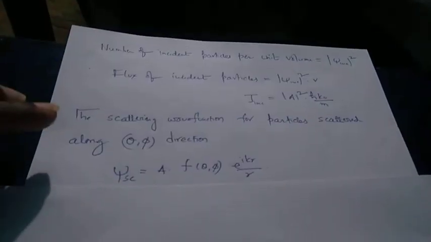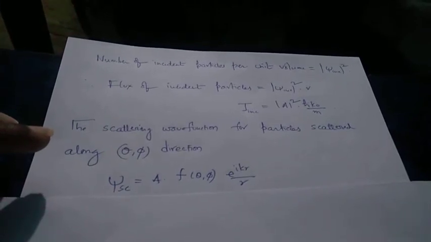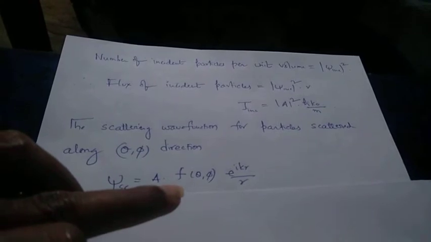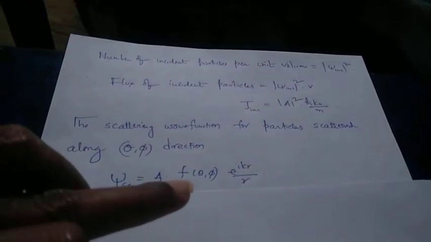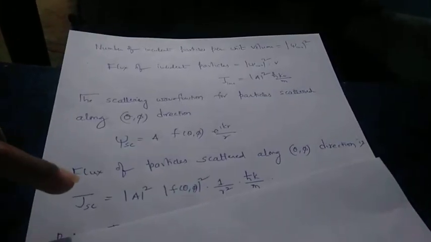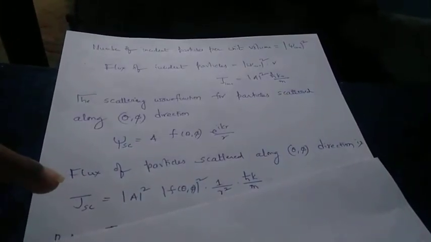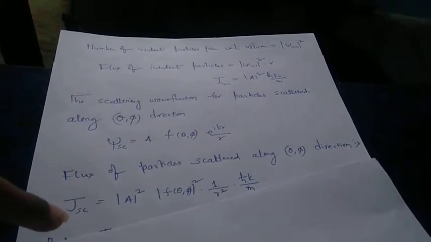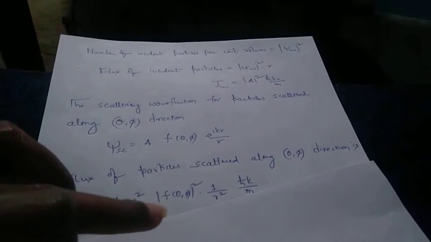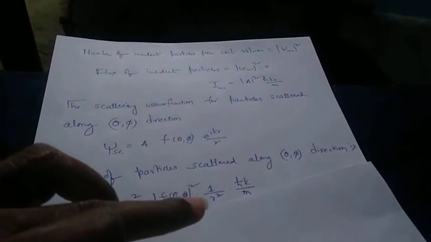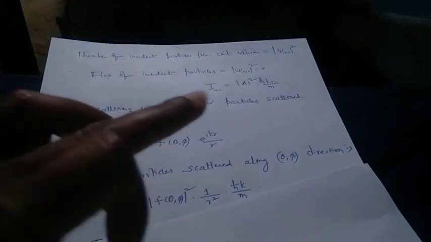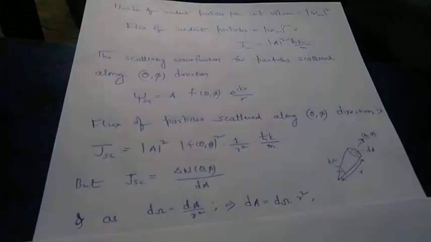As the scattering wave function for particles scattered along the direction theta phi can be expressed in terms of the scattering amplitude f theta phi as this, the flux of the particles scattered along theta phi direction can be written as j sub sc equals modulus A squared into modulus f theta phi squared into 1 by r squared into h cut k divided by m, in a similar way that we got this j incident.